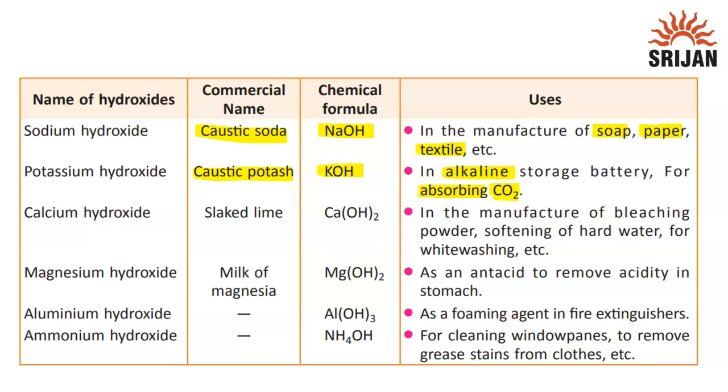Next we have calcium hydroxide, which is called slaked lime. Its formula is Ca(OH)2. It is used in the manufacture of bleaching powder, softening of hard water, and for whitewashing.